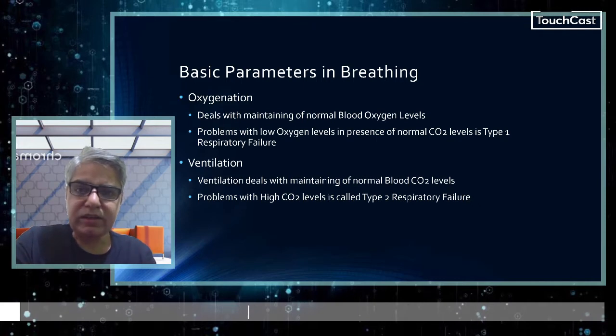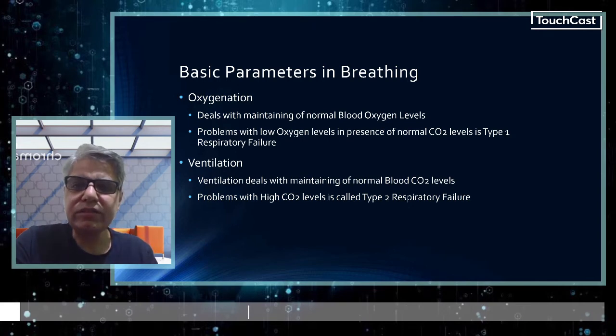A breath cycle consists of inhalation and exhalation. When we inhale, the oxygen in the air goes inside, traverses the alveoli and gets into the blood. This process is known as oxygenation. So oxygenation is basically about maintaining normal blood oxygen levels. Now, if there are problems with low oxygenation in the presence of normal carbon dioxide, we call it type 1 respiratory failure. So remember, type 1 respiratory failure deals with low oxygen levels in a setting of normal carbon dioxide levels.